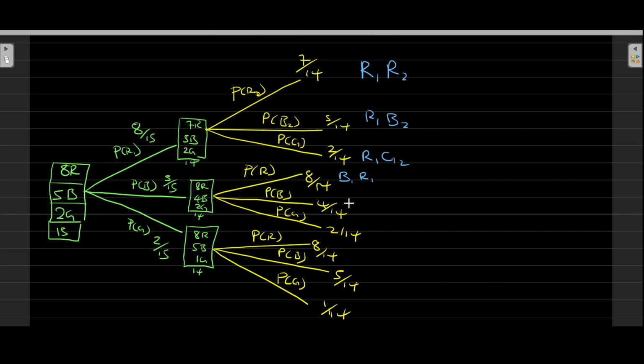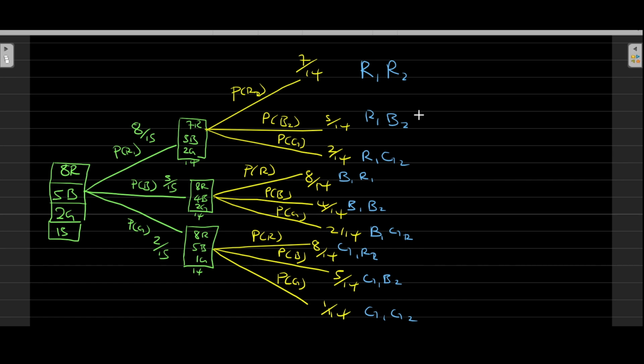Here I may pick my first pen as blue 1 and my second pen as blue 2. Here I may pick my first pen as blue 1 and my second pen as green 2. Here I may pick my first pen as green 1 and my second pen as red 1. Here I may pick my first pen as green 1 and my second pen as blue 2. Here I may pick my first pen as green 1 and my second pen as green 2. Now these are the possibilities in our probability.